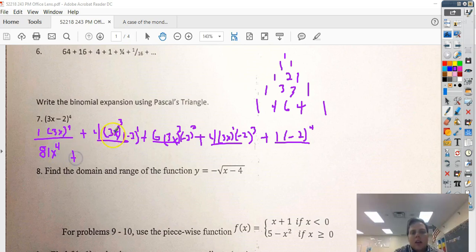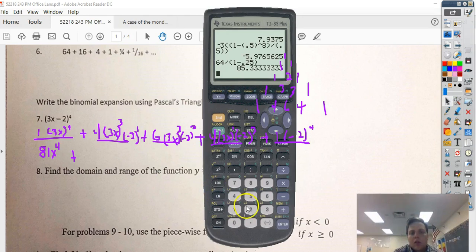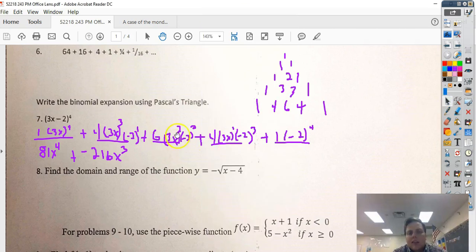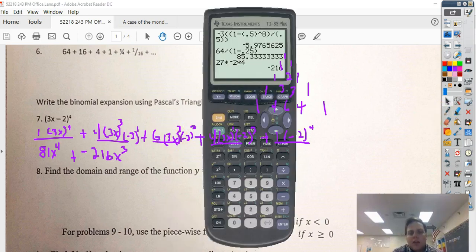Plus, okay, 3 to the third is 27 times the negative 2 times 4. So 27 times negative 2 times 4 is negative 216. So negative 216 x to the third. Okay? Next one is 6 times 3 squared times negative 2 squared. Well, I know negative 2 squared is 4. I know 3 squared is 9. So I have 6 times 9 times 4.